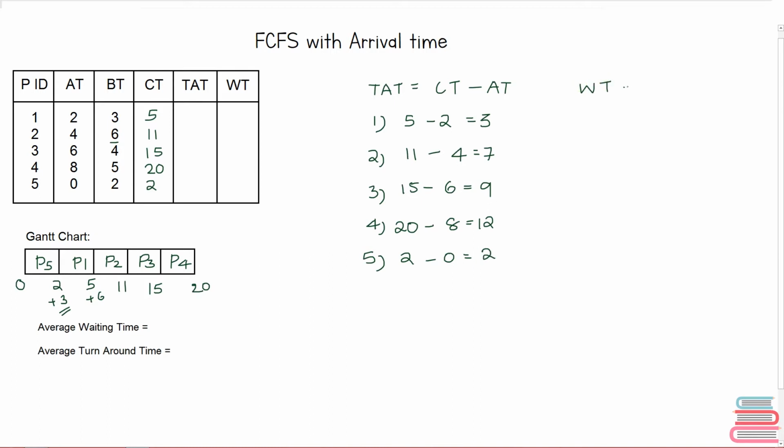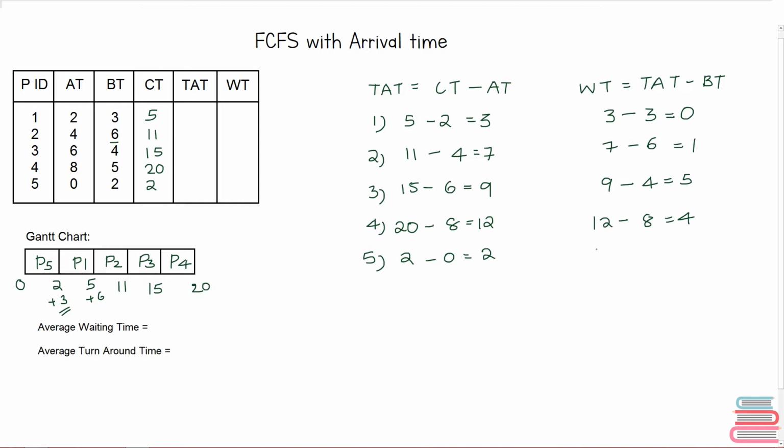Now let's find out the waiting time also. Waiting time is equal to turnaround time minus burst time. For process 1, the turnaround time is 3 units and the burst time is 3 units, so the waiting time is 0. For process 2, it's 7 minus its burst time of 6, so it's 1 millisecond. For process 3, the turnaround time is 9 and the burst time is 4, so its waiting time is 5 milliseconds. For process 4, the turnaround time is 12 and the burst time is 8. Its waiting time is 4 milliseconds.